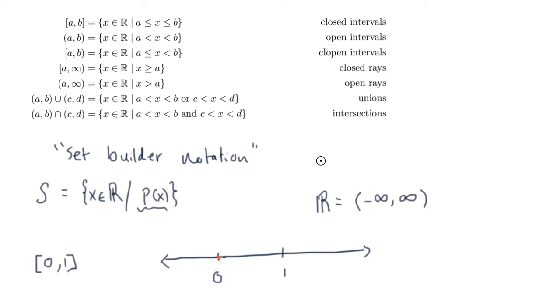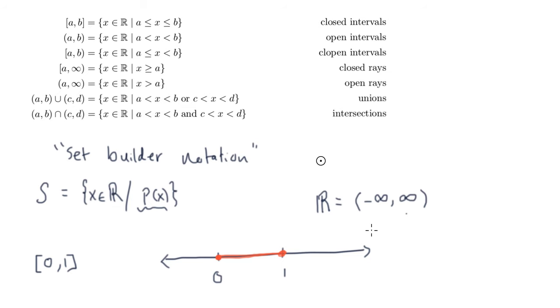And so I can plot it by putting a solid dot at 0, a solid dot at 1, and then connecting them to show that, okay, this interval 0 to 1 is plotted like that. Okay, and there's similar ways to plot all these other types of intervals.